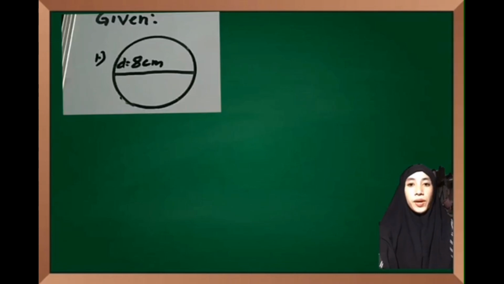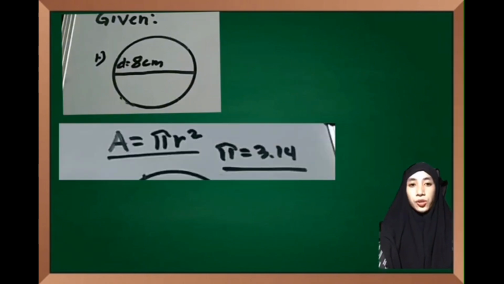In our figure 1, we are given 8 cm, and the formula of a circle is A equals pi r squared. That is our formula. So now, this is how we compute the area of figure 1. Number 1, A equals pi r squared. Remember that the value of pi is 3.14.